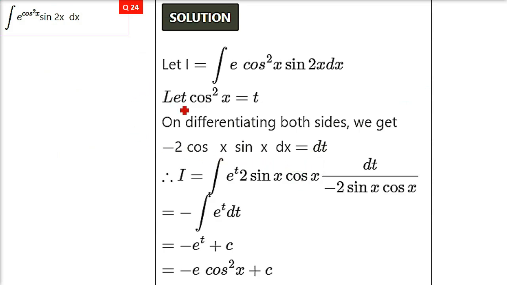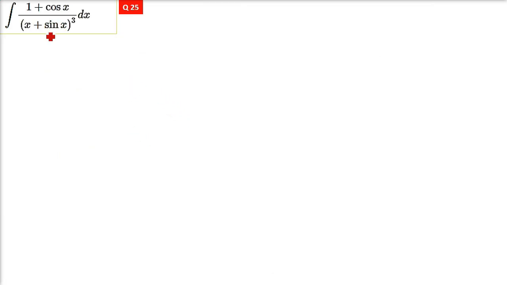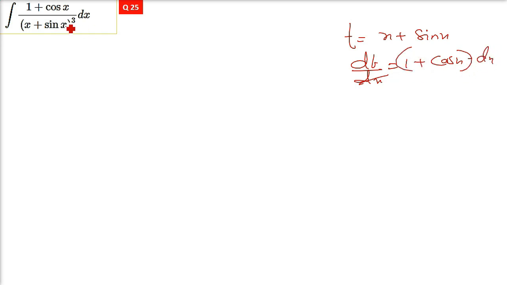On differentiating both sides, this you have to definitely write: 1 plus cos x divided by x plus sin x whole cube. Now this, if we take t as x plus sin x, dt by dx will give you whatever is in the numerator, 1 plus cos x, dx goes on the right hand side. And this 1 plus cos x into dx will be dt. So we can write this integration as dt divided by x plus sin x, which is t, whole cube. So t raised minus 3 it will be.